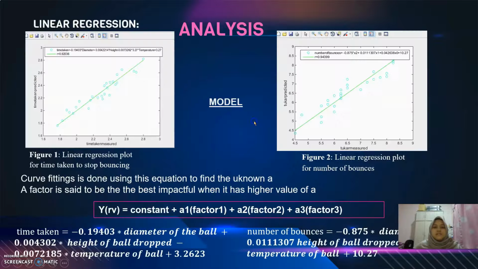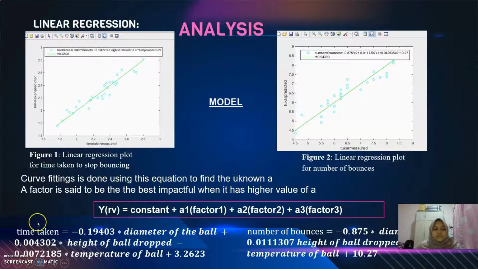Okay, the next one. For the linear regression, this linear regression model is done using the MATLAB software. So we are using curve fitting to find the unknown of A. Curve fitting is done using this equation to find the unknown of A. Why do we want to find the unknown of A? Because a factor is said to be the most impactful when it has the higher value of A.